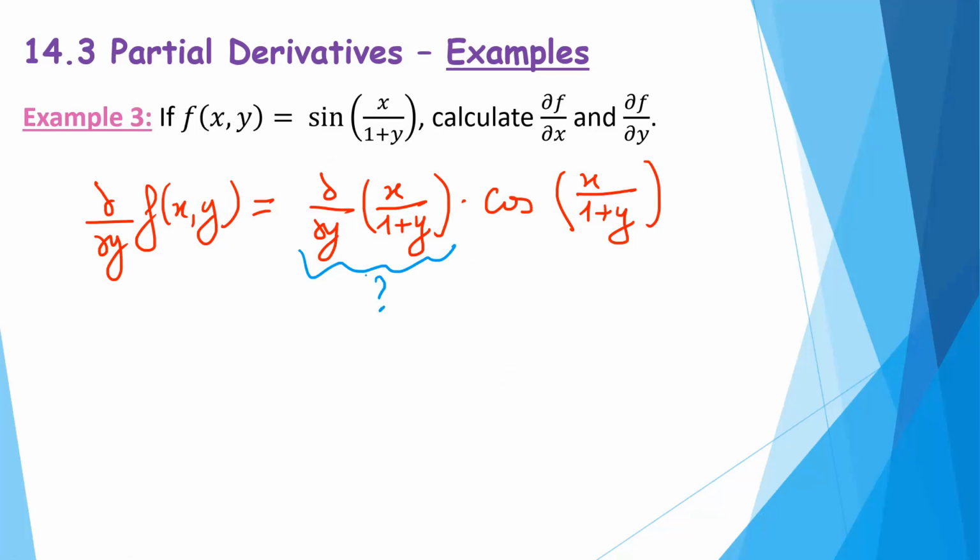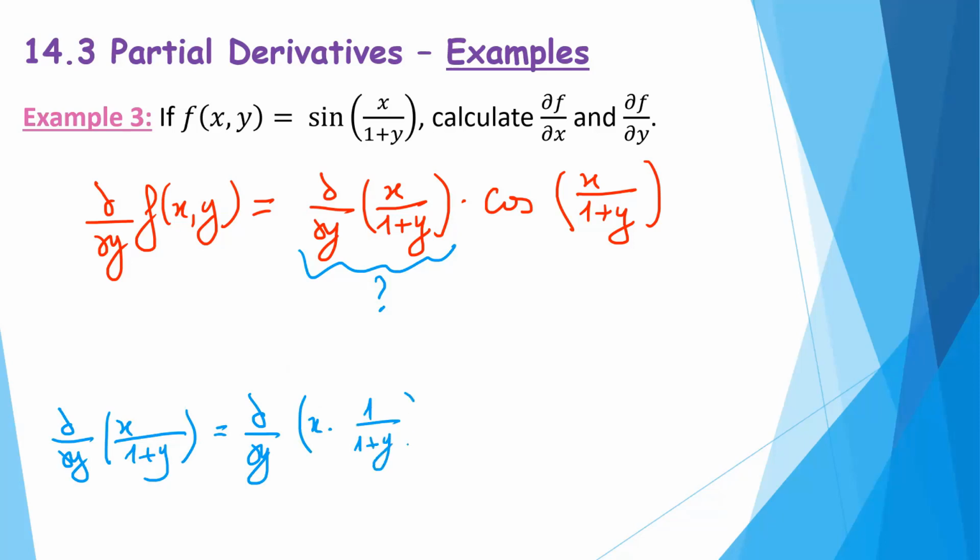So what is the d/dy of x over 1 plus y? Here again we can write it as a product of two functions, x times 1 over 1 plus y. And since x is a constant, we can take it outside. And I need to calculate this derivative: 1 over 1 plus y.